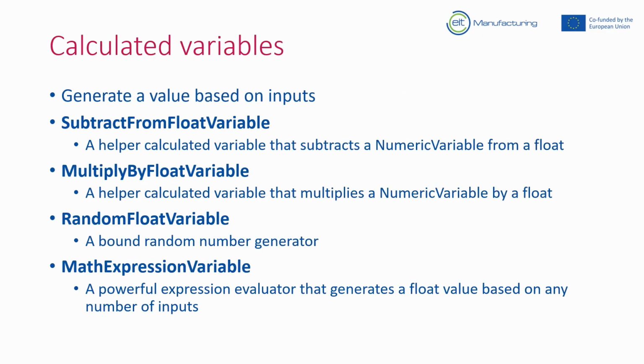Calculated variables generate a value based on inputs. The VLab SDK provides the following calculated variables. Subtract from float variable, a helper calculated variable that subtracts a numeric variable from a specified number. Multiply by float variable, a helper calculated variable that multiplies a numeric variable by a specified number.